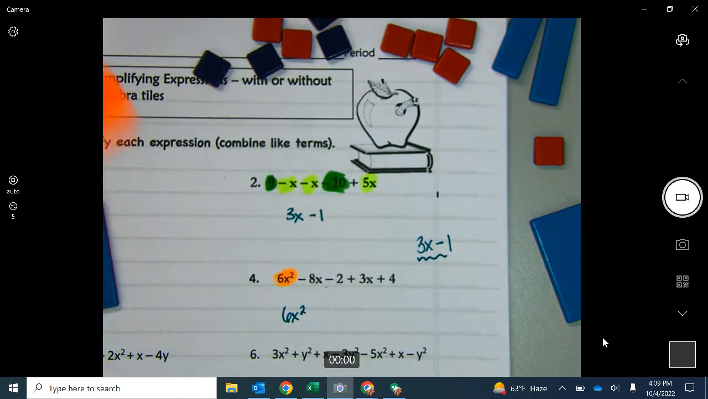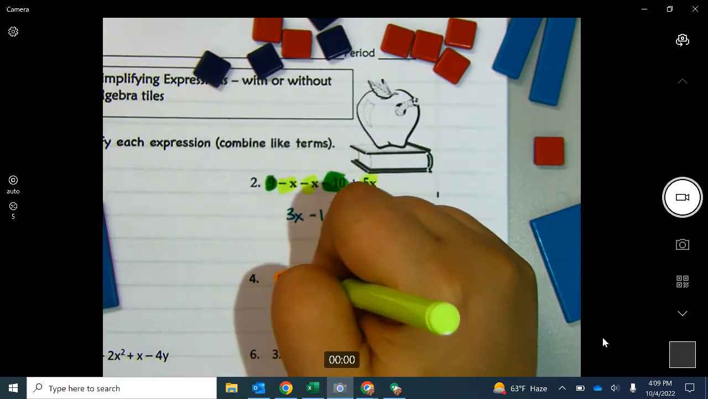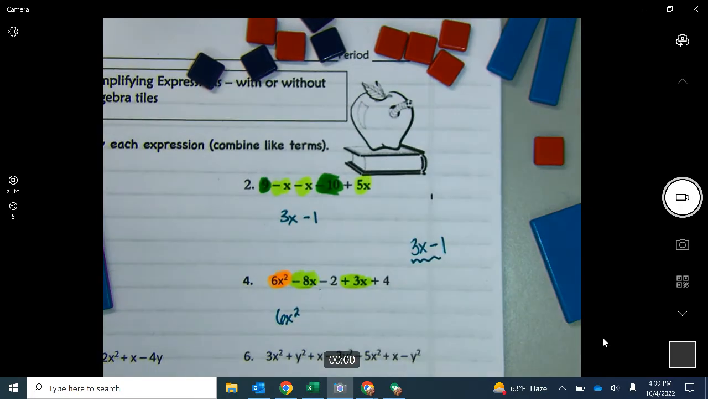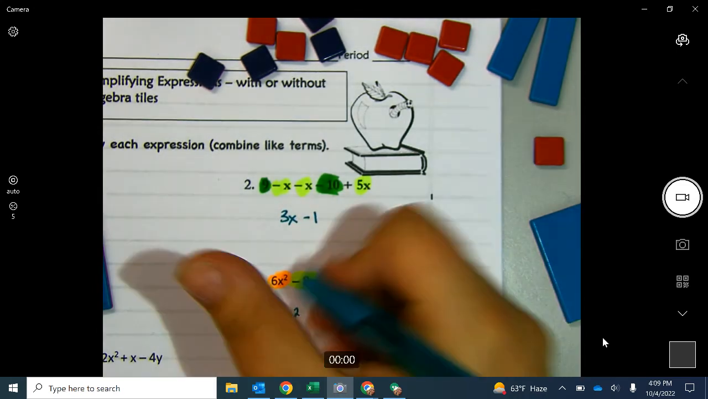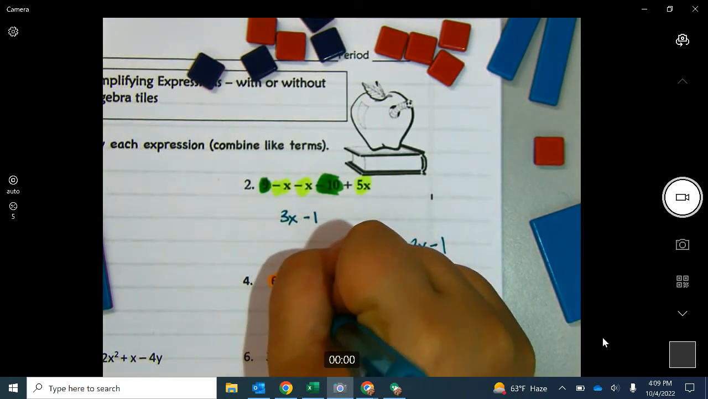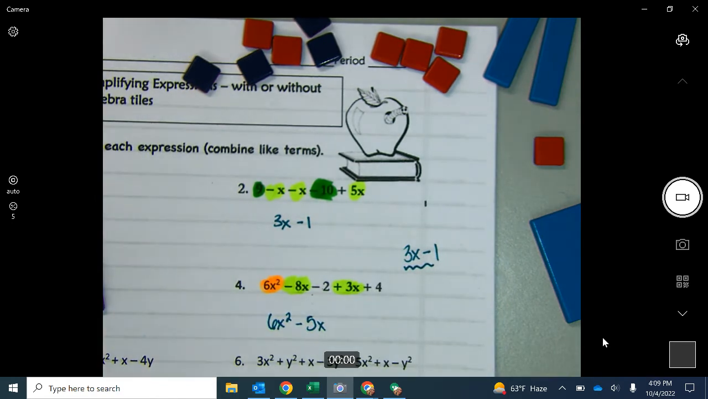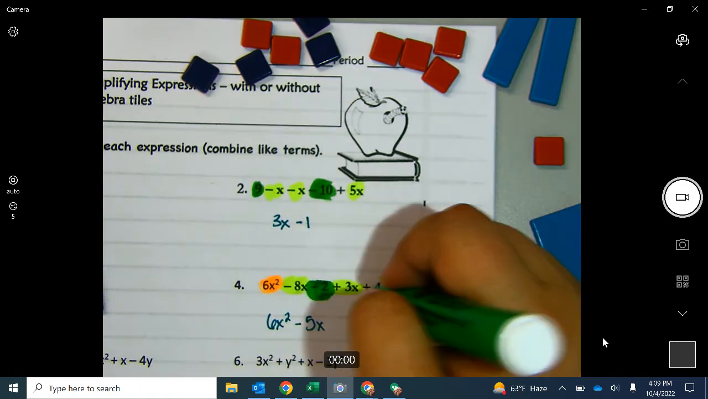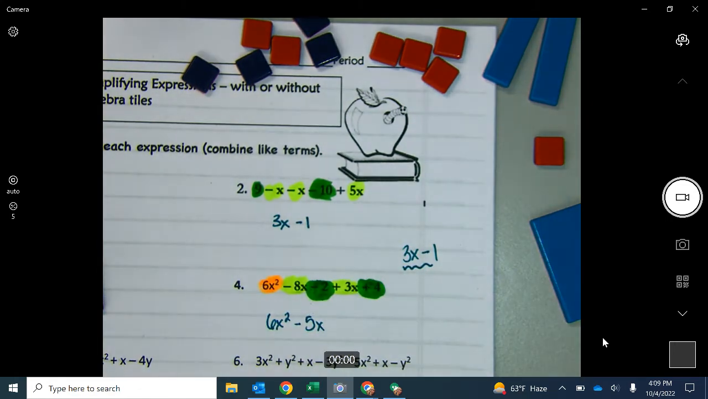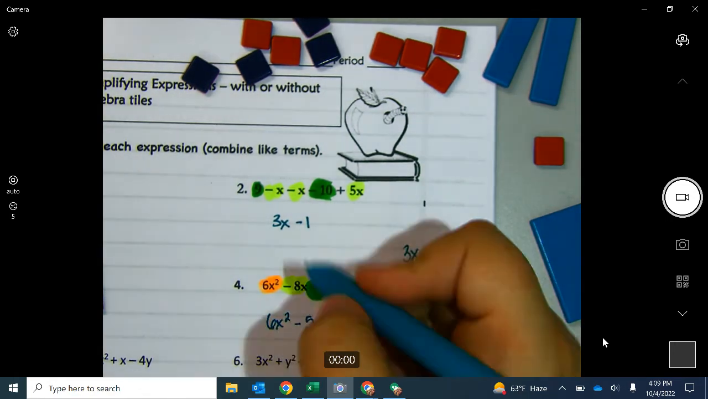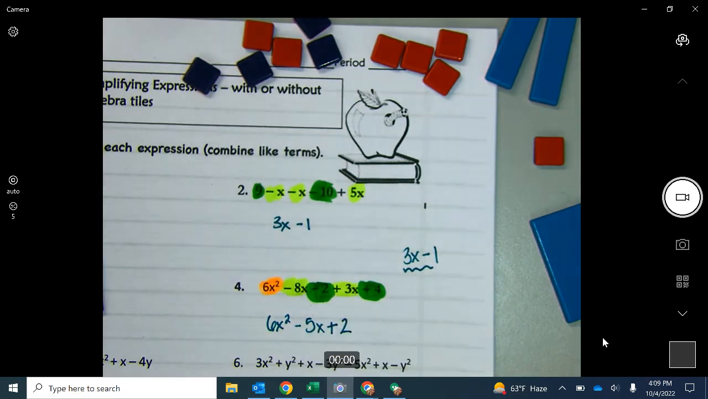Then I have my x's. Where did my yellow go? There it is. So I've got a negative 8x and then a positive 3x. So negative 8 plus 3, if we think about our tiles, 3 of them would cancel out, and I would just be left with negative 5x. And then last but not least, I have a negative 2 and a positive 4. So negative 2 plus 4 is going to give us 2.